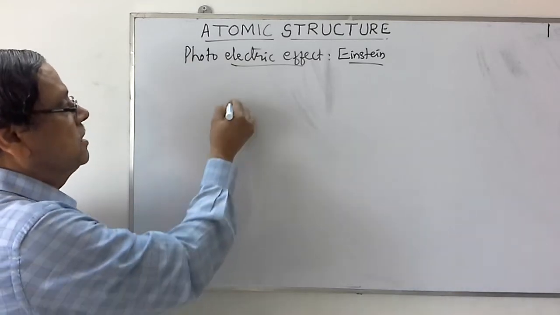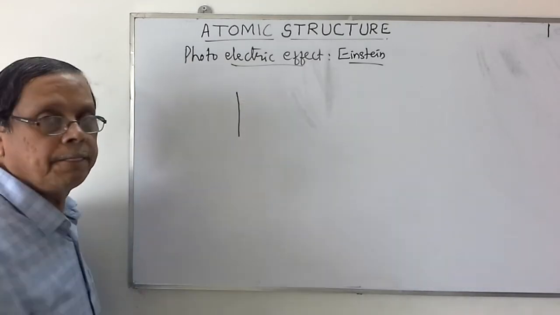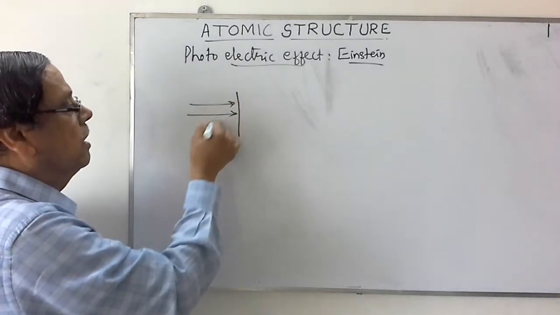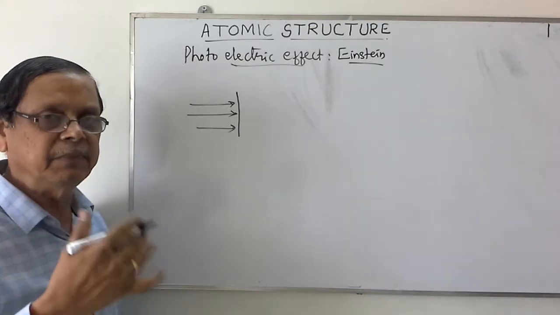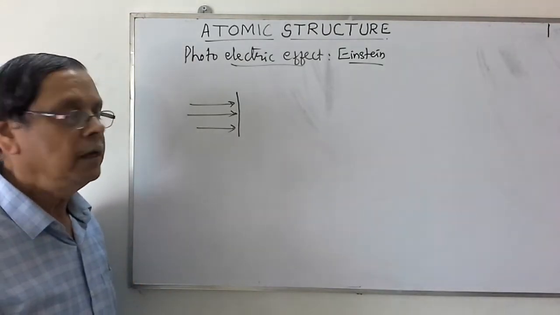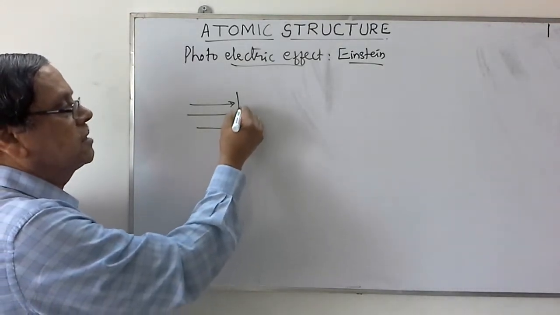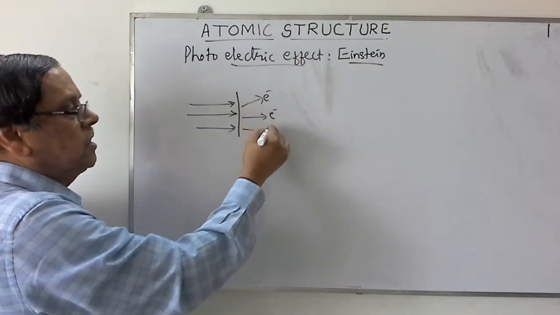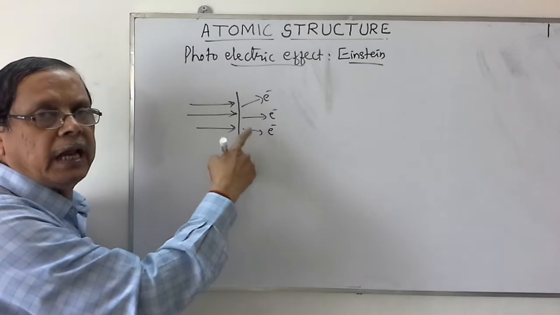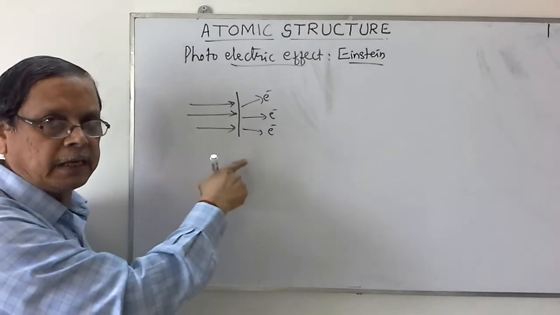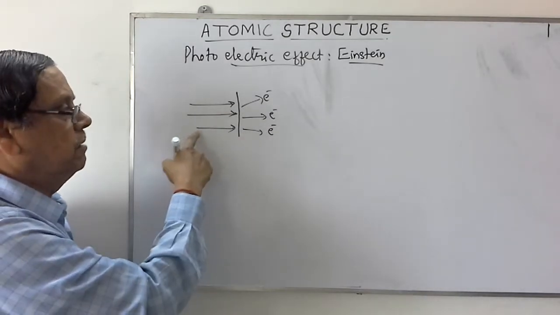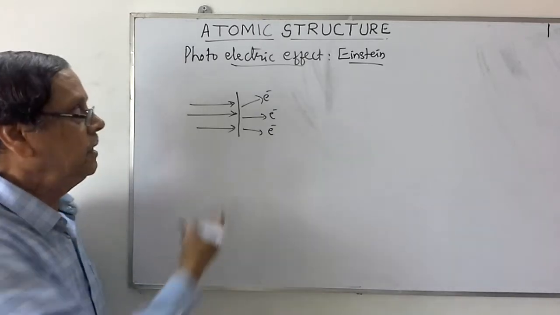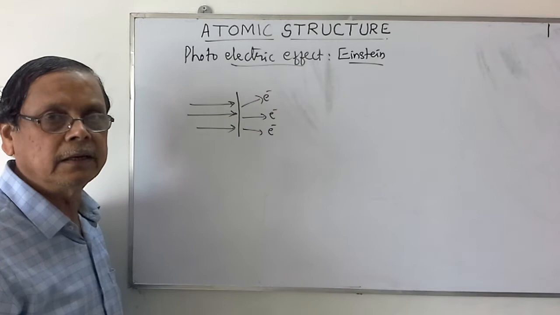So assume that this is a surface of a metal. We are having a radiation of particular frequency or more than that. A certain minimum frequency it should carry. Then we observe that electrons are ejected from this surface. This phenomenon of ejection of the electron from the surface of a metal, when a certain minimum frequency falls on the surface of the metal, is called the photoelectric effect.